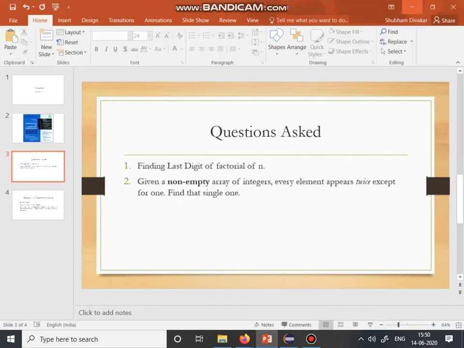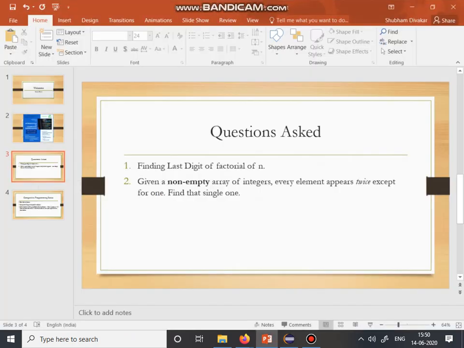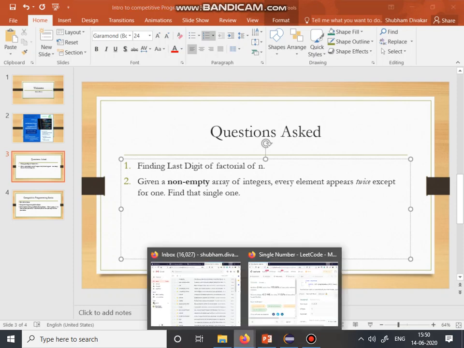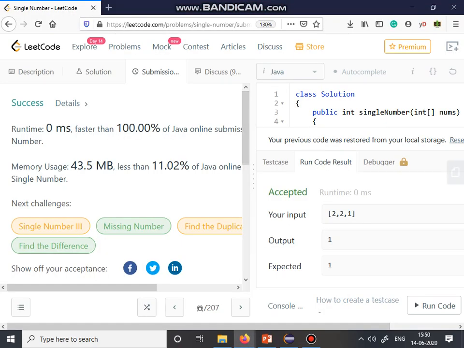So moving ahead with the second one, again the first one was very easy. Now the second one, it's a bit tricky, I would say. It's not hard, it's easy, but it's a bit tricky. The question is there on LeetCode, right? So I would show you that.